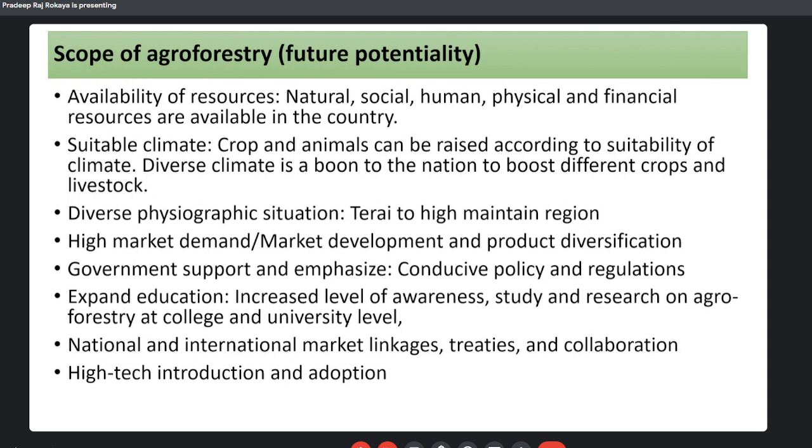The suitable climate, very suitable. Crops and animals can be raised according to the suitability of climate. Diverse climate is a boon to the nation, boosting different crops and livestock. With diverse physiogeographical situations, from terai to mountain areas, we can develop a terai agroforestry system, middle hill agroforestry system, and high mountain agroforestry system. The high market demand, market development and product diversification is high.